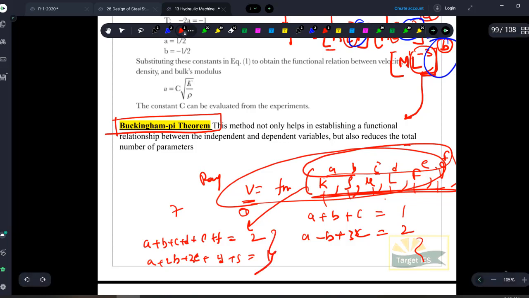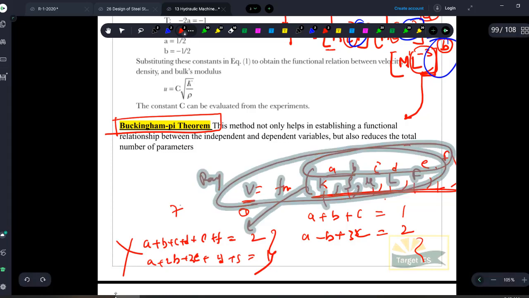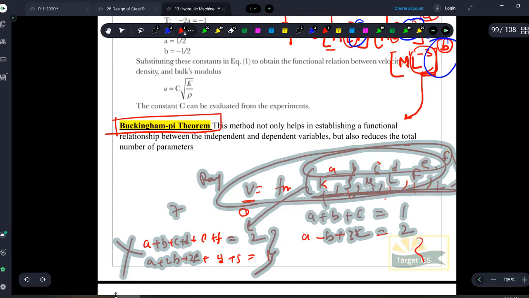आप कैसे solve करोगे बोलो? Can you solve these equations? It is impossible to solve by hand in your examination. So we won't be going for Rayleigh's method. We will be going for Buckingham pi method only if the number of variables involved is more than 4.